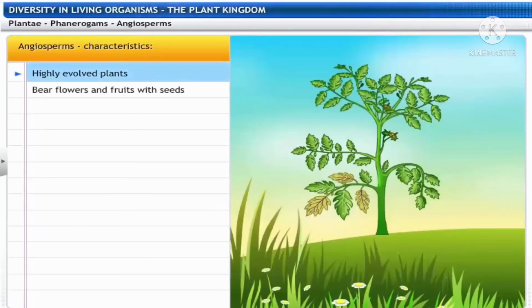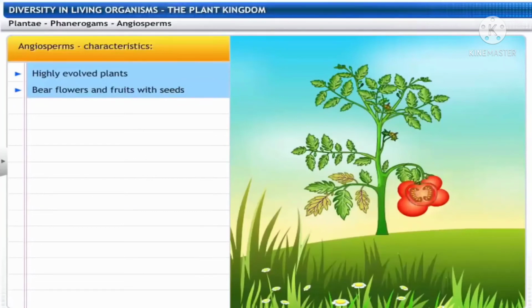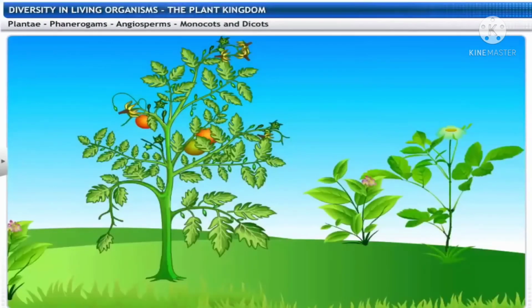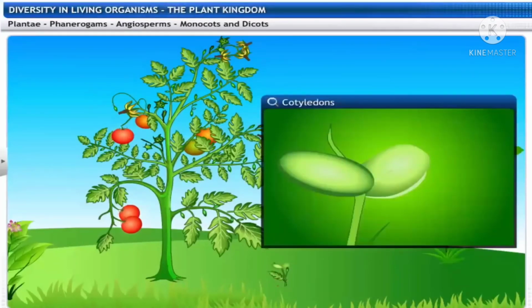Angiosperms are highly evolved plants with flowers, fruits, and seeds. They are also called flowering plants. Let's look at angiosperms in a little more detail. The flowers in angiosperms develop into fruits with seeds in them. Embryos in these seeds have seed leaves called cotyledons. These cotyledons supply food to the growing embryos when the seeds germinate.